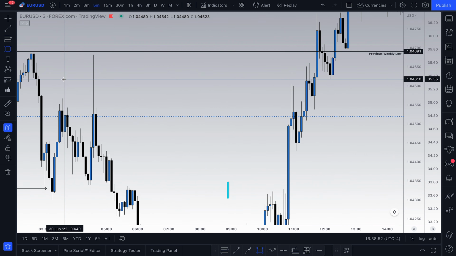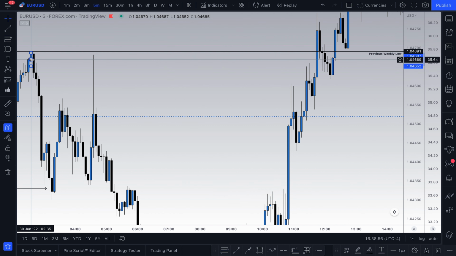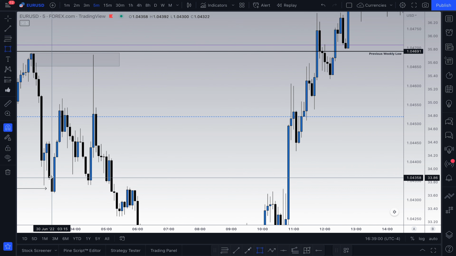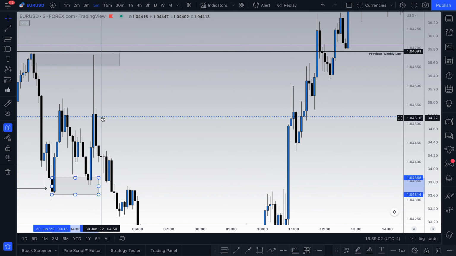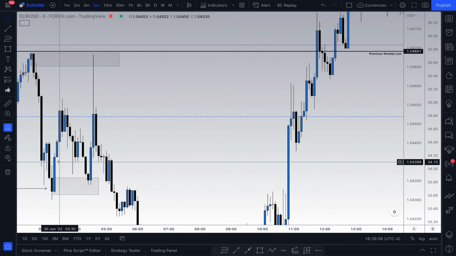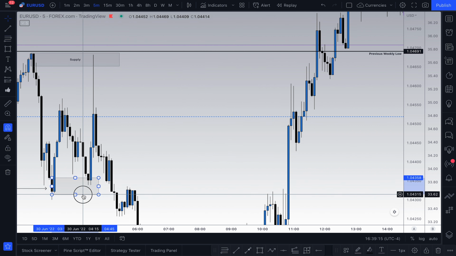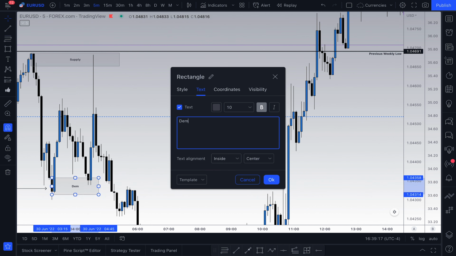So what is an order block? Well, a bearish order block can be seen as the last up candle before the down move, as you can see here. And a bullish order block is the last down candle before the up move. Now, bullish and bearish order blocks can also be seen as supply and demand, where a bearish order block can be seen as a supply zone and a bullish order block can be seen as a demand zone.